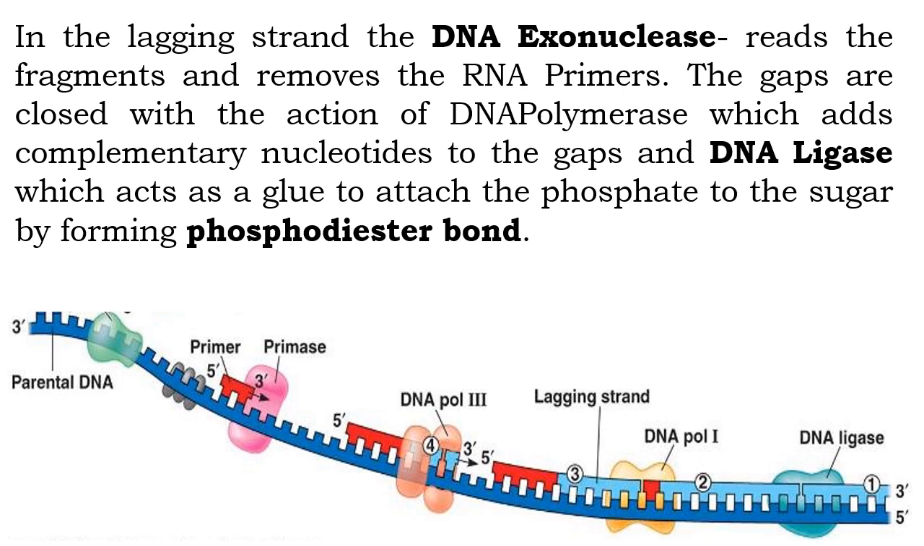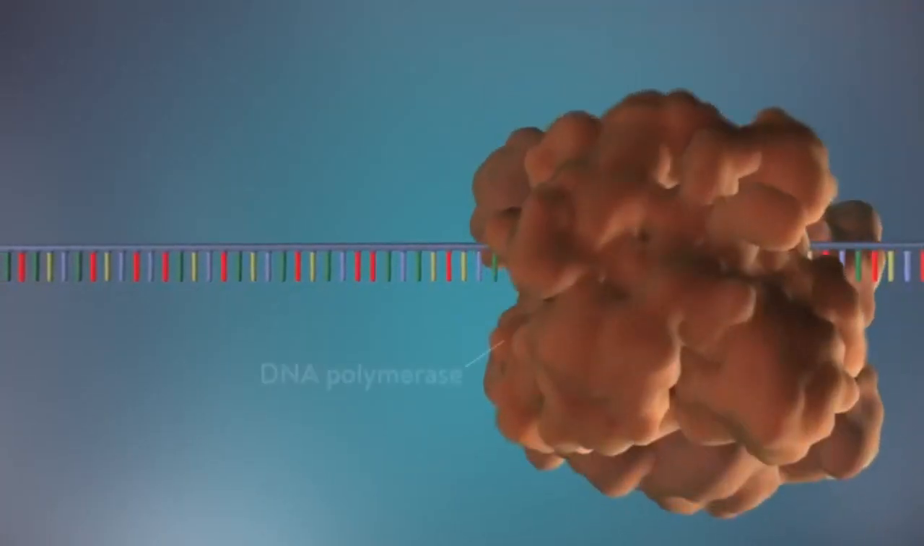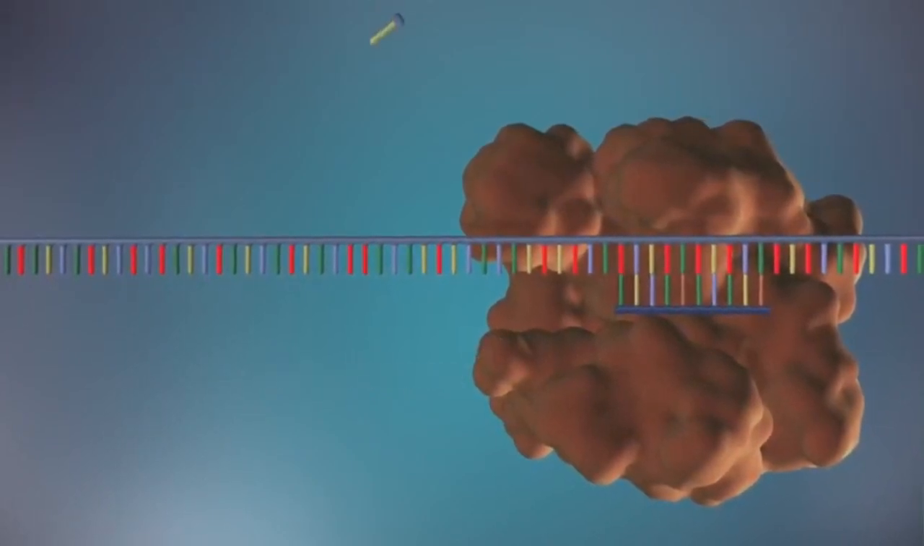So the gaps are closed with the action of DNA polymerase. This is another DNA polymerase which adds more complementary nucleotides to fill the gap. Now DNA ligase acts like a glue to attach the phosphate to the sugar moiety by forming a phosphodiester bond.